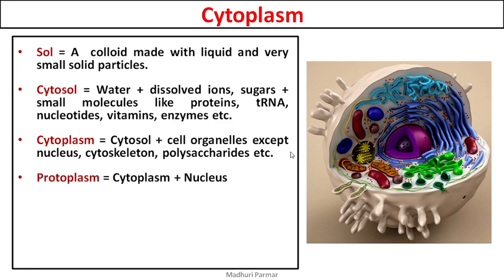The next term, which is rarely used these days, but it used to be very famous when the science was new, is called protoplasm. In few old textbooks or old syllabus, you will still find this word called protoplasm. Protoplasm is basically cytoplasm plus nucleus. So the whole cell except the cell membrane, everything enclosed by a cell membrane is called a protoplasm or protoplast. Clear? So these are the different terms.